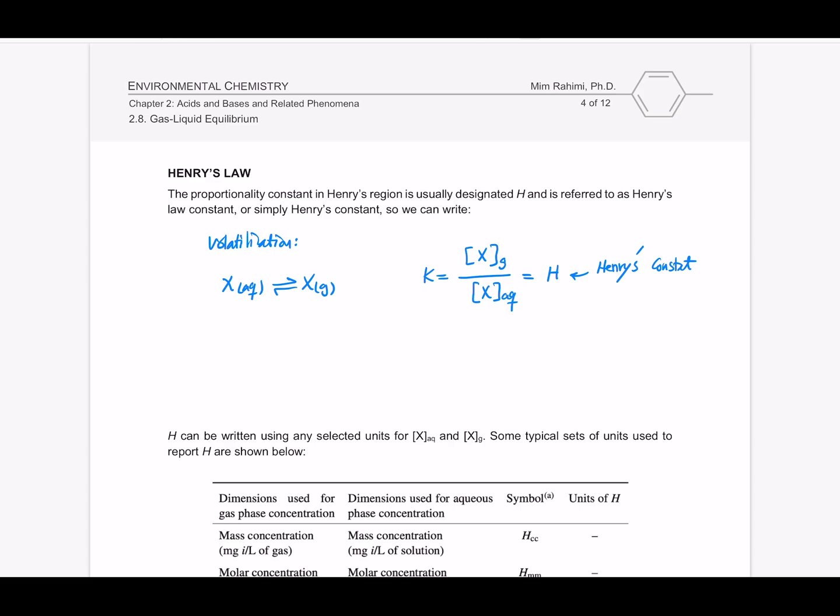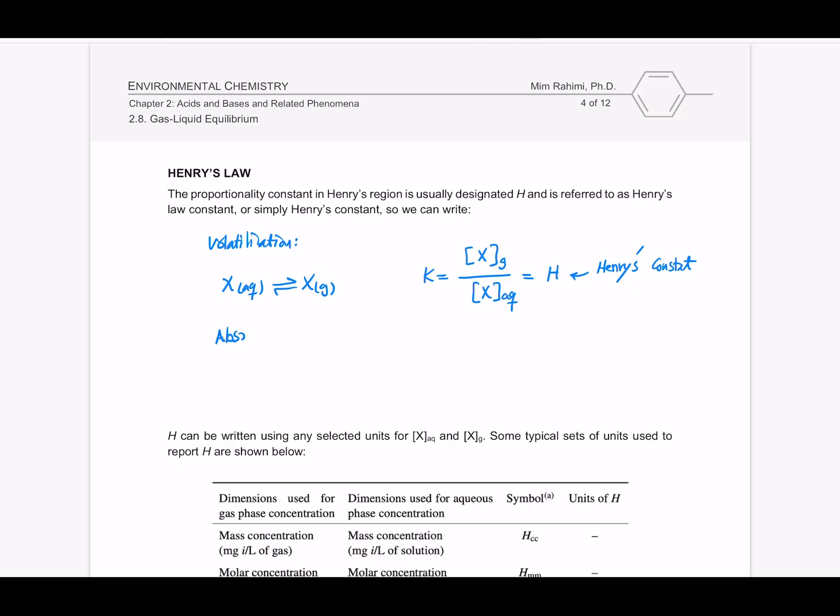So Henry's constant, when you see it in tables, is always referring to this kind of expression, this kind of reaction. So it's always the gas phase divided by the liquid phase concentration. But sometimes we deal with an absorption kind of expression, which is literally the opposite of this reaction.